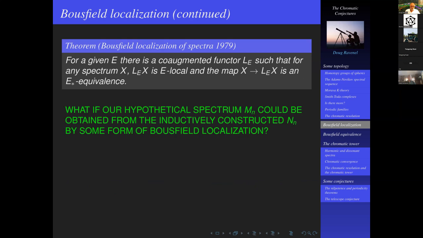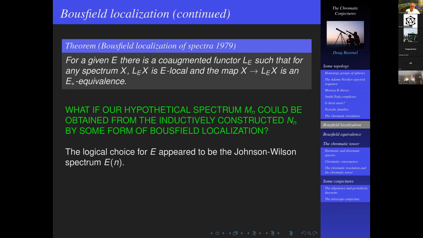So remember that we were trying to do an inductive construction. We were trying to construct a hypothetical spectrum M sub n. And what if that could be obtained from the inductively constructed N sub little n by some form of Bousfield localization? That's what I was hoping for once I learned about Bousfield's theorem. Now, the logical choice for the E that would do this appears to be the Johnson-Wilson spectrum, E of n.